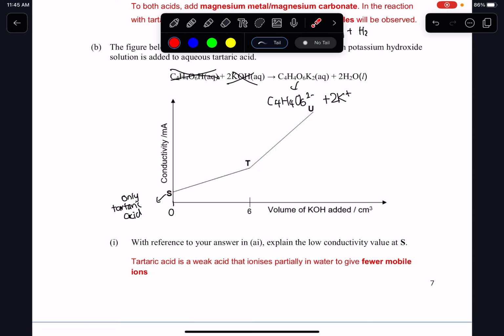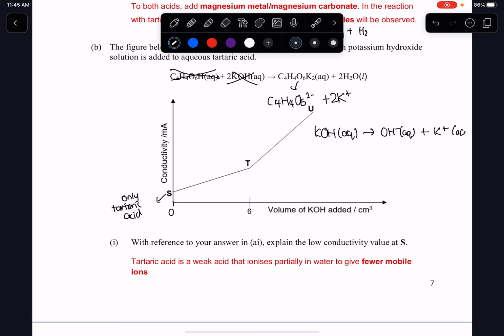Remember, at ST we do have ions present to conduct electricity. But when I add the strong alkali potassium hydroxide, it can completely ionize to give me OH- ions and K+ ions. It's a complete ionization. So this will be very steep because the amount of OH- ions given is a lot.